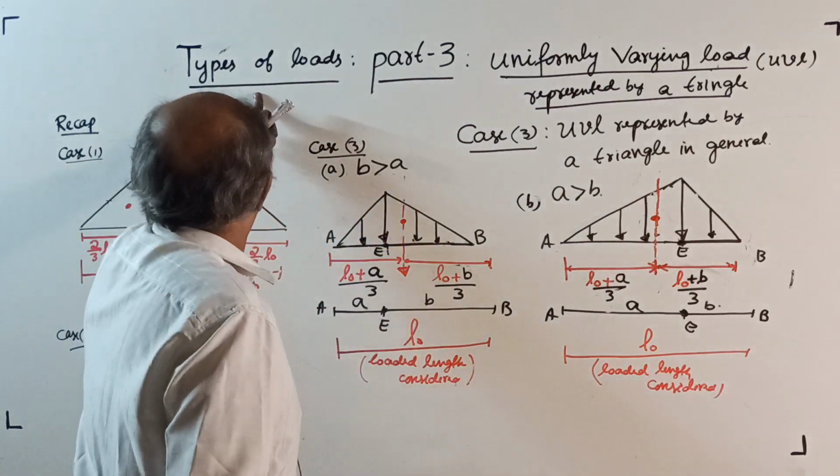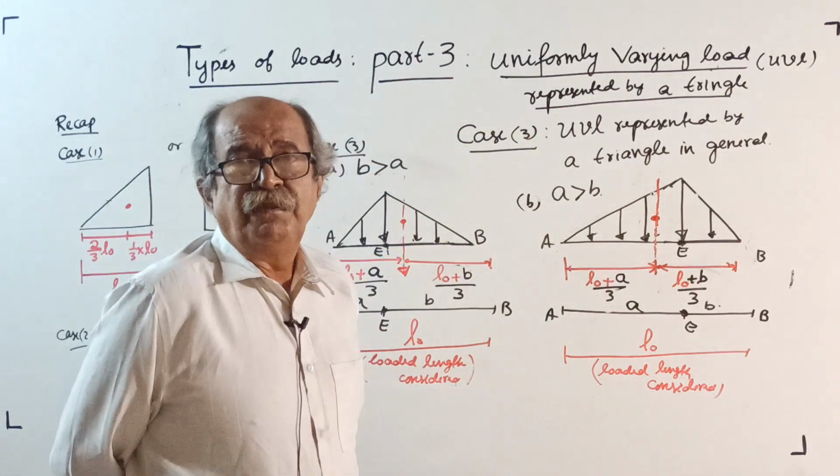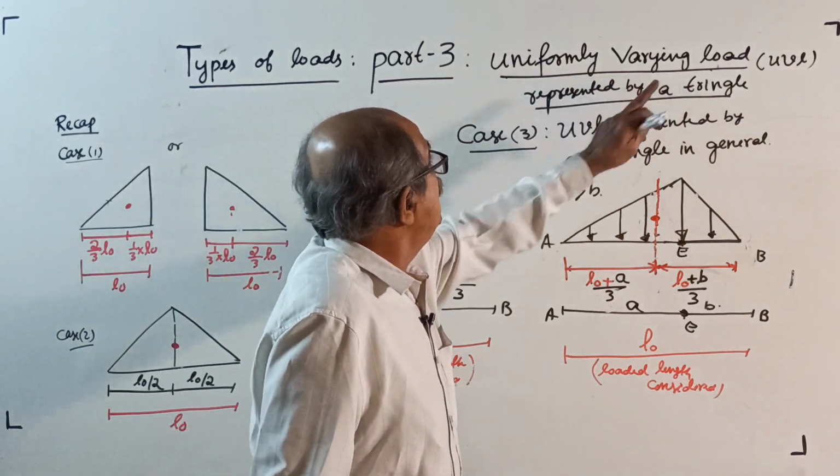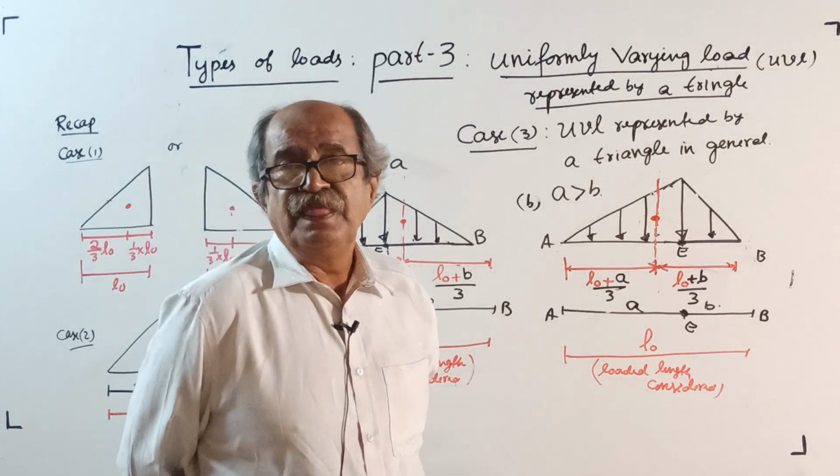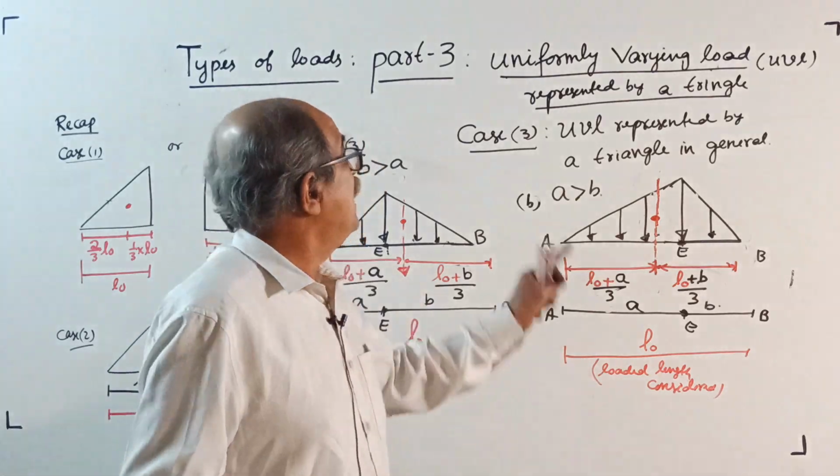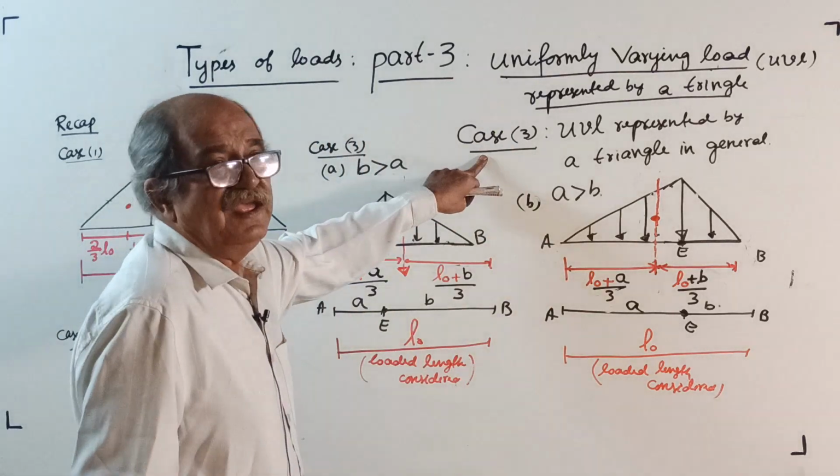This is types of loads part 3. Part 3 is uniformly varying load represented by a triangle. There I told 3 cases. Part 3 today is case 3.